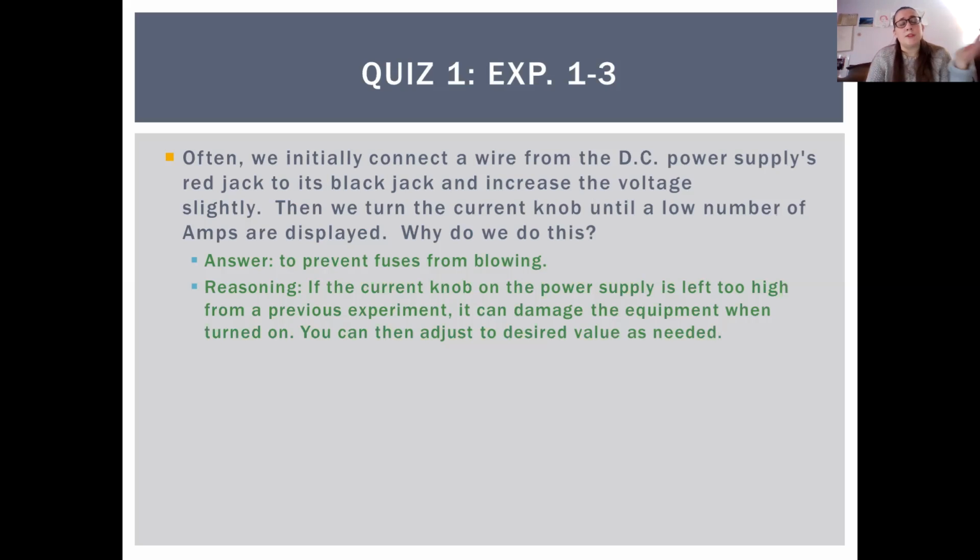If the previous experiment was set to a really, really high current, like some of them were, and then we leave it like that, and the next group comes in and doesn't recalibrate it like this, then they plug in one of those little flimsy light bulbs. Well, that's going to pretty much explode the light bulb, which would be very exciting, but not ideal. And it could just damage the equipment. So we turn the current all the way down. And then once we have everything set up in our circuit, then we start increasing it to whatever our desired value is.